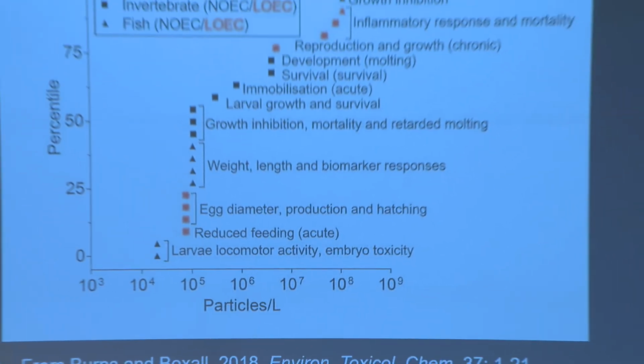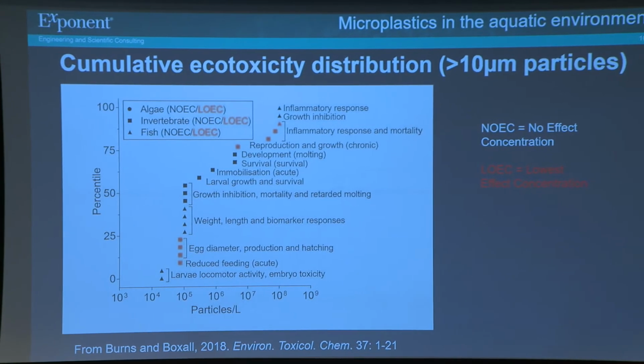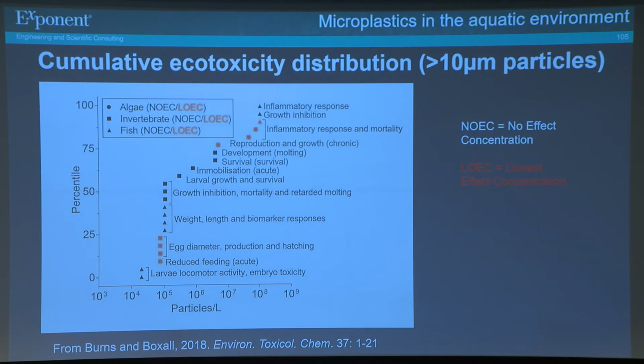This review also collected and synthesized information on the types of laboratory toxicity tests that are conducted with microplastics. This particular example is a distribution where the x-axis is the number of particles per liter, and the y-axis is just a cumulative distribution. The reported concentrations that did not result in an effect are the black dots, and the concentrations that did result in some sort of adverse effects are presented in the red dots.